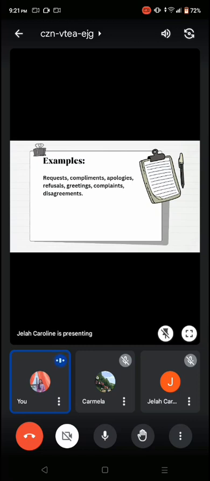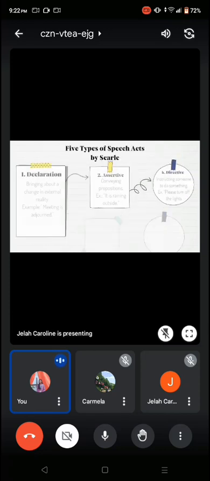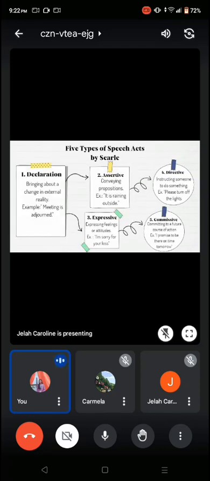Cross-cultural studies on speech acts explore how these acts are expressed and understood differently in various cultures, shedding light on potential communication challenges. One influential scholar in this field is John Searle, who categorized speech acts into five types. First, we have declaration. This is a speech act where the speaker brings about a change in the external reality through the act of speaking. For example, declaring a meeting adjourned signifies the end of the meeting.